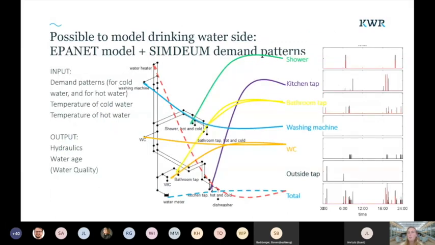And then what we did is we made a hydraulic model of a premise plumbing system. We have pipes going to each tap, and that's pipes with cold water and hot water. And then we applied the demand patterns from SimDeum for the specific end uses at those taps. So the shower, cold and hot water has a specific demand pattern, as does the kitchen tap and the washing machine and so forth. And of course, this shows you only one day, but we did, I don't know, several, maybe a week or a month with different demand patterns there.